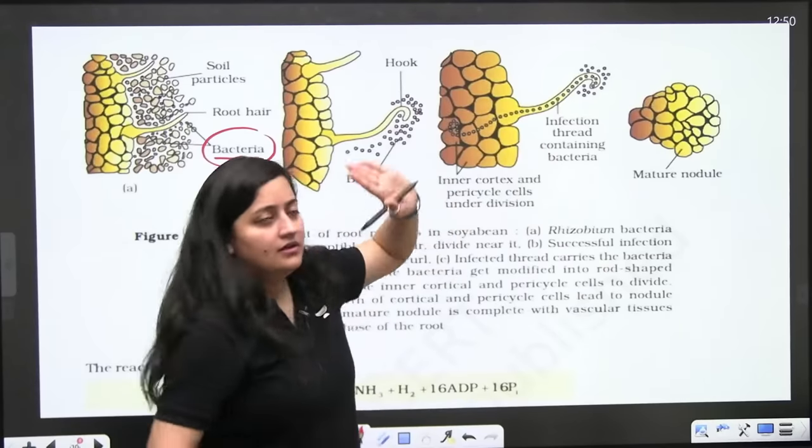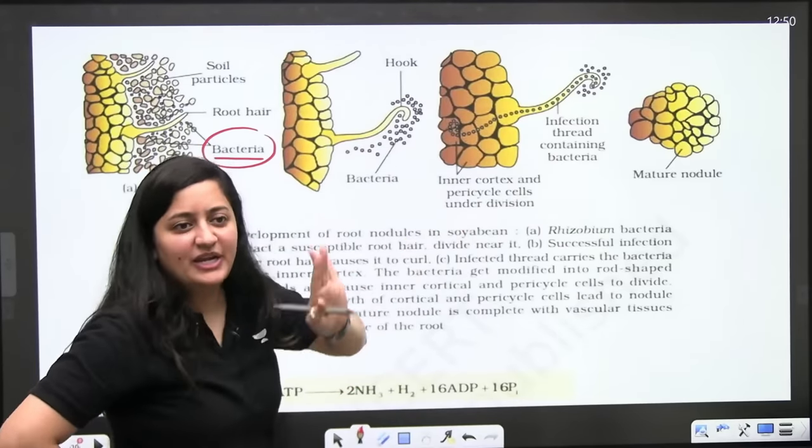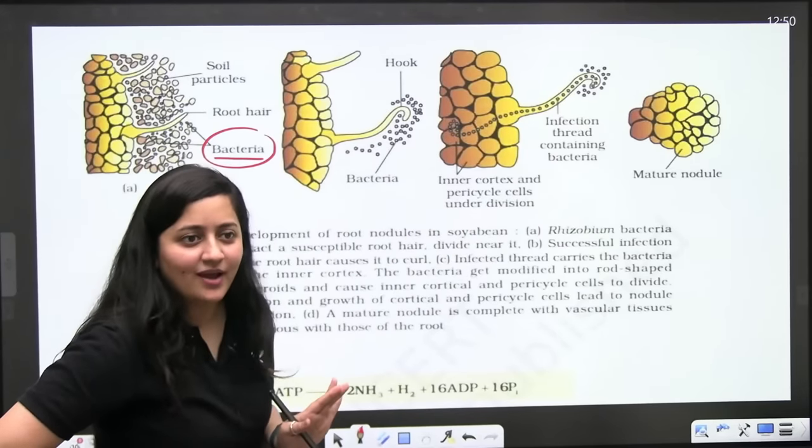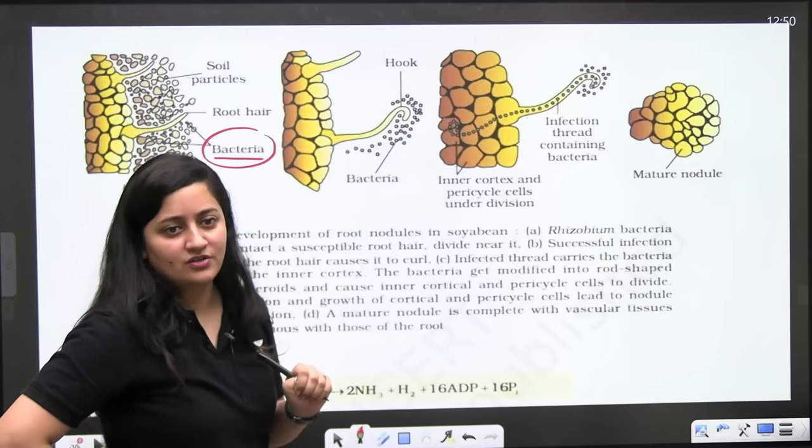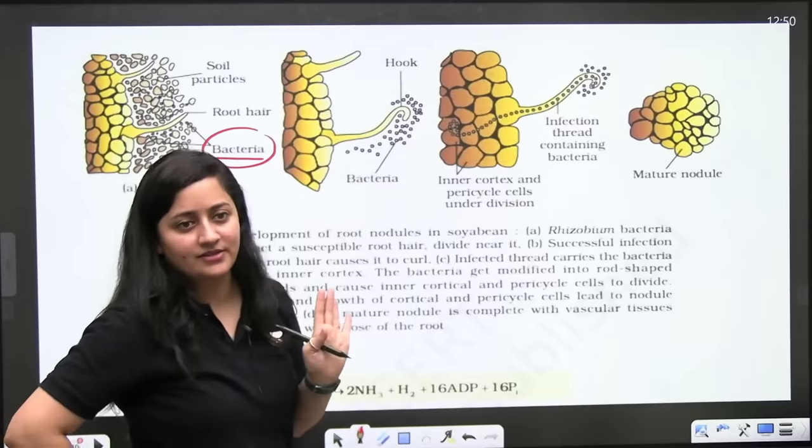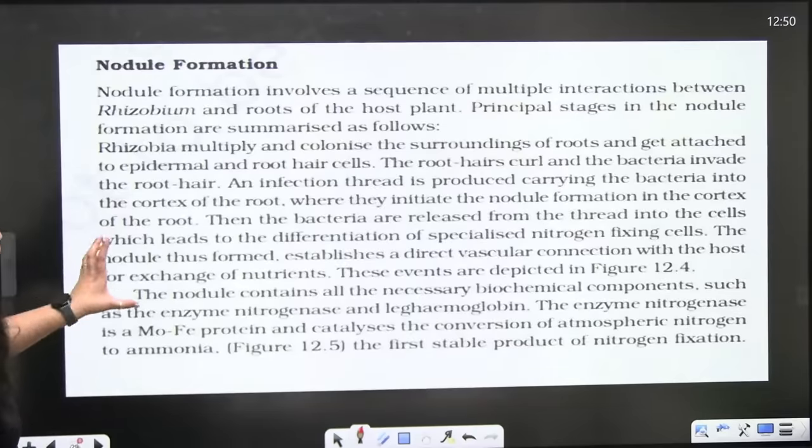All the bacteria will be taken in. Okay? So, it is the nodule formation. So, it is a kidnapping case. Done? Done. So let's revise it very quickly.